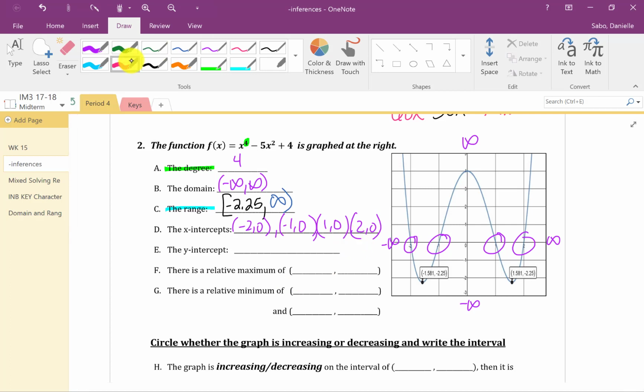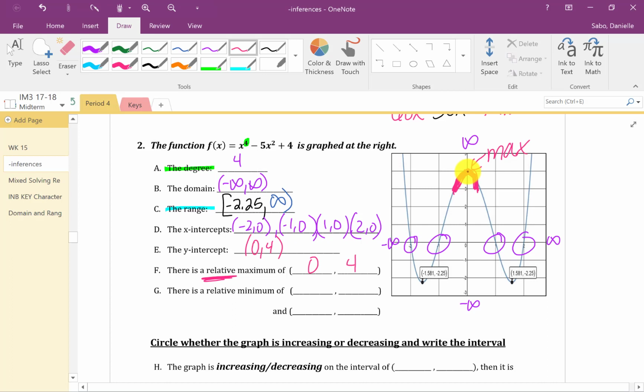Now the y-intercept is right here. It's where it crosses the y-axis. And now we're going to have that 0 comma 4. Now that relative max, if you look here in pink, this looks like a maximum right here. And that max point is going to be at 4, like we just said in the y-intercept when x is 0, because that's right here. That's that max value.